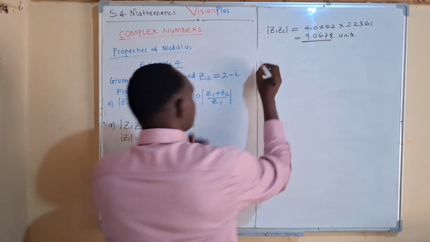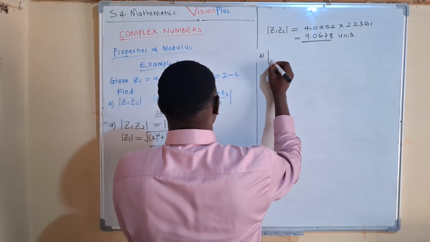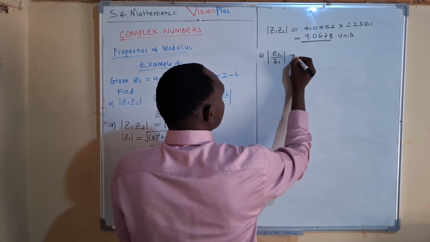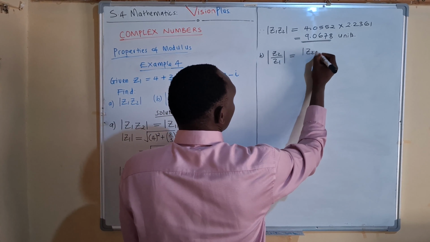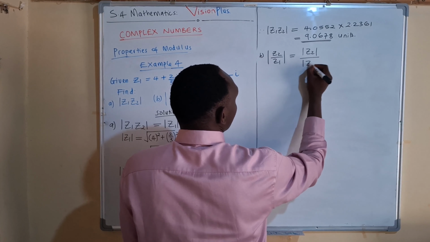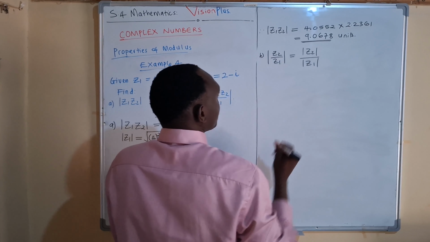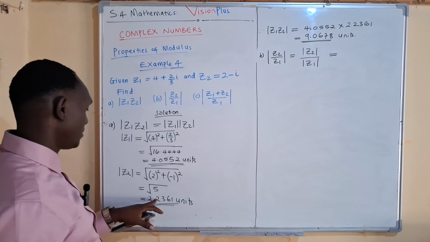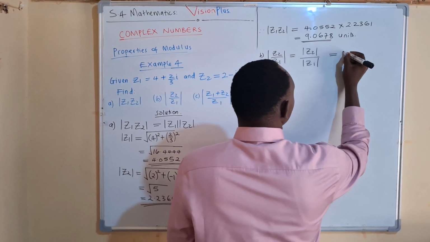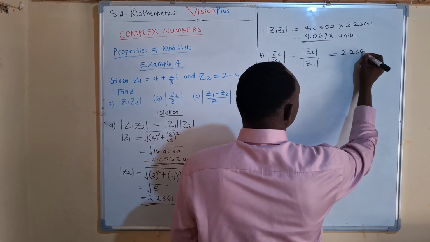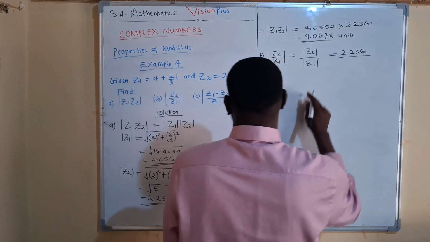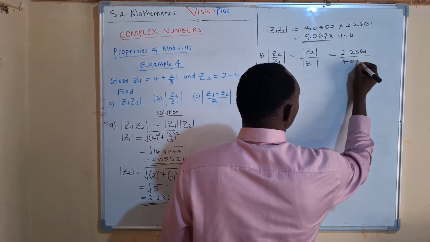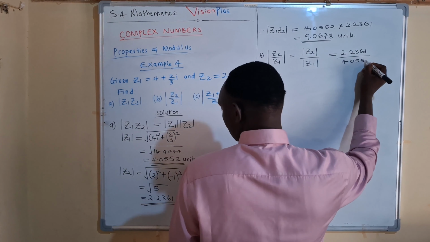Part B is saying, find the magnitude of Z2 out of Z1. This is the same as the magnitude of Z2 divided by the magnitude of Z1. And what is the magnitude of Z2? The magnitude of Z2 is 2.2361 divided by the magnitude of Z1, which is 4.0552.